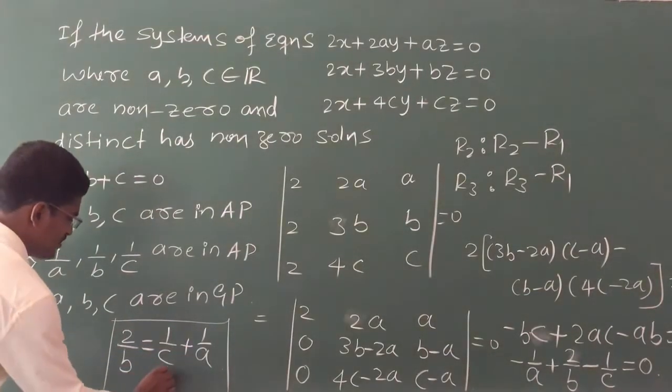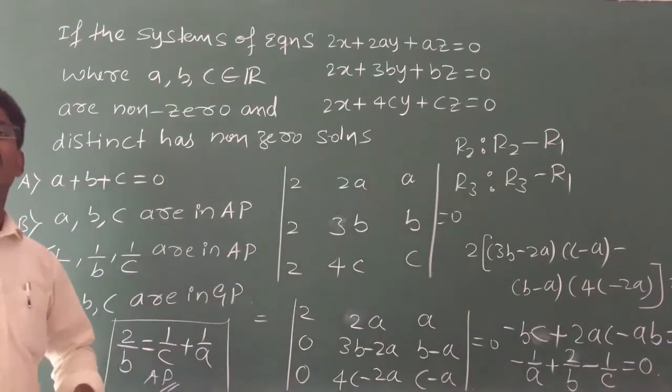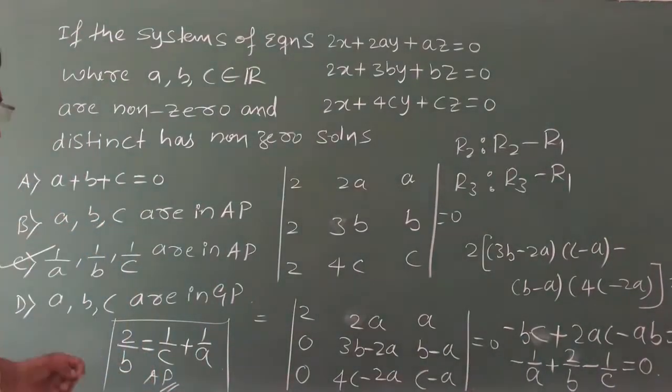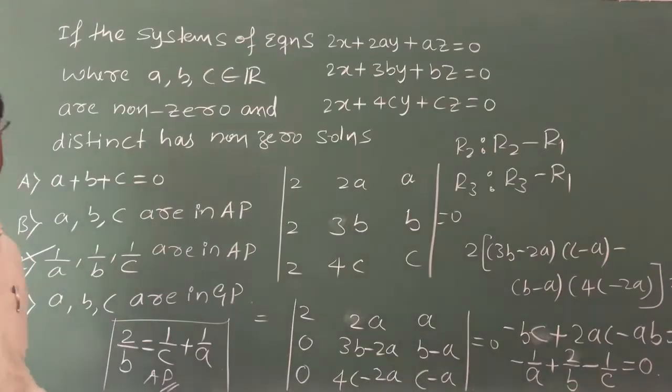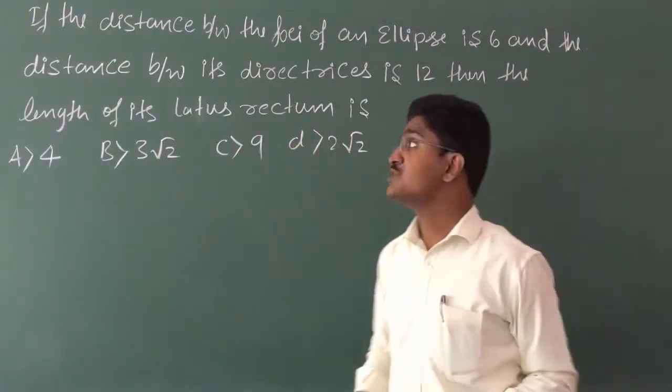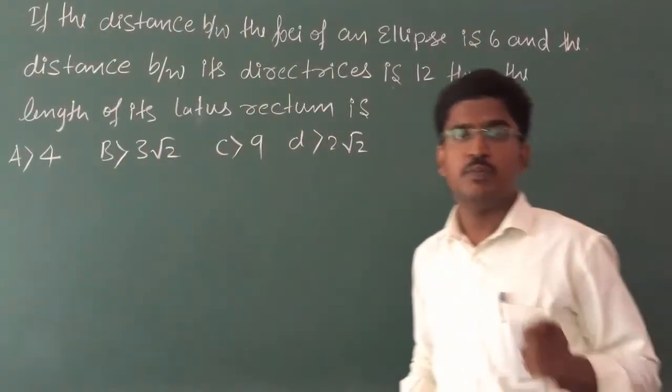So 1 by A, 1 by B and 1 by C will be in arithmetic progression according to this relation. Clear? Okay. Now, let us go for the next problem.